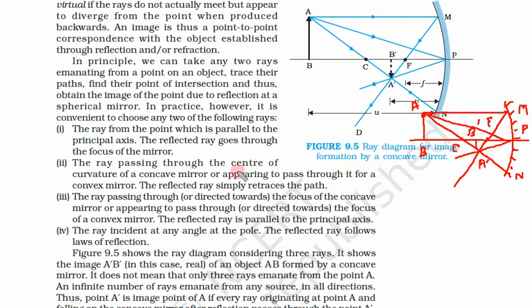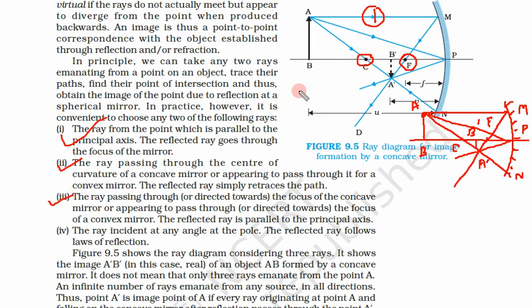So we have understood what are the rules associated with the rays that we use to form an image. We generally take those rays with the help of which we can easily retrace the image. The first ray is parallel to the principal axis and goes through the focus point. The second ray is passing through the center of curvature, so it will retrace its path.